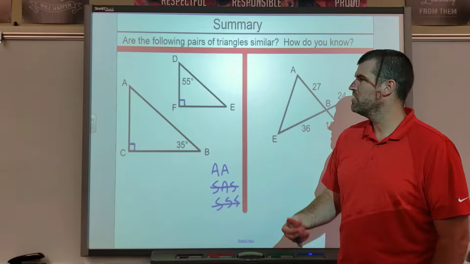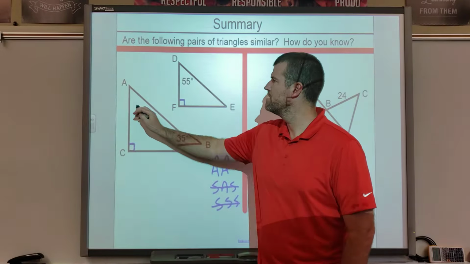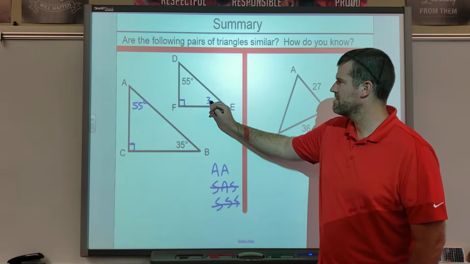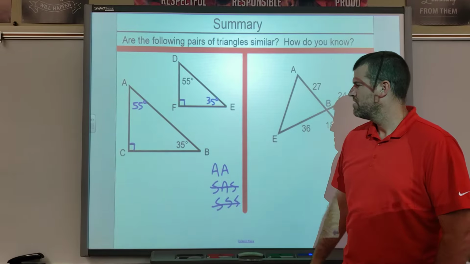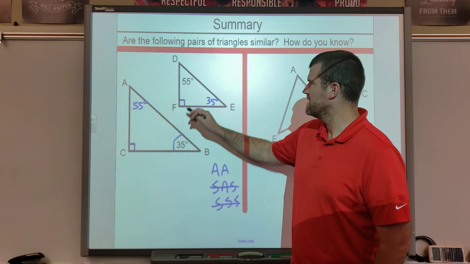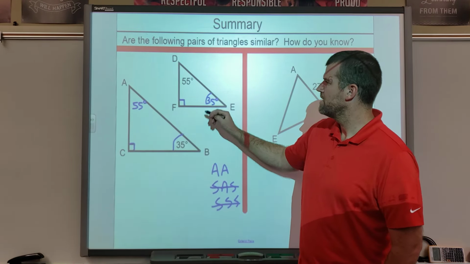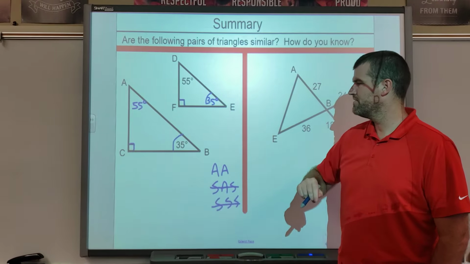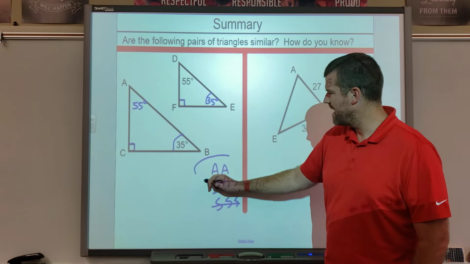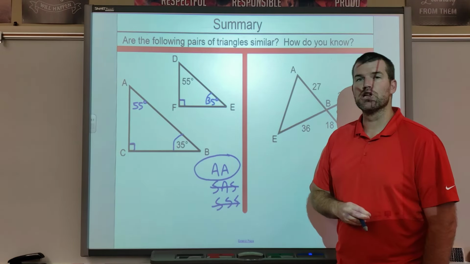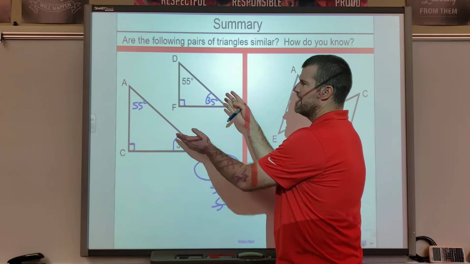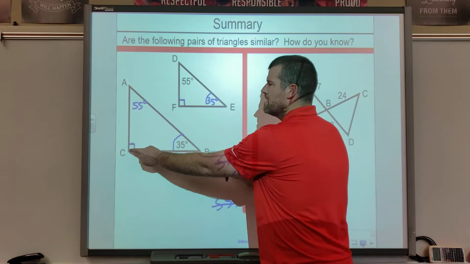But if I use the triangle sum theorem, I can get that this angle is 55 degrees and this angle is 35 degrees. So do we in fact have a second angle that matches up? Why, yes, of course we do. I've got 35 degrees and 35 degrees, or I could use the 55 and the 55, but we definitely have enough to say that those are similar by angle, angle. So again, angles will be the same, sides will be proportional.